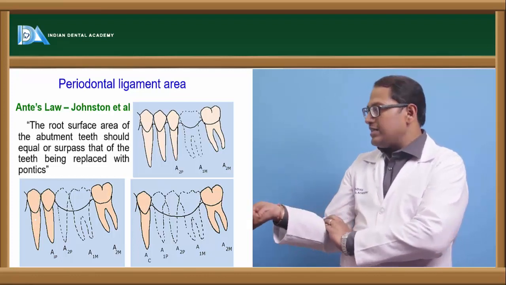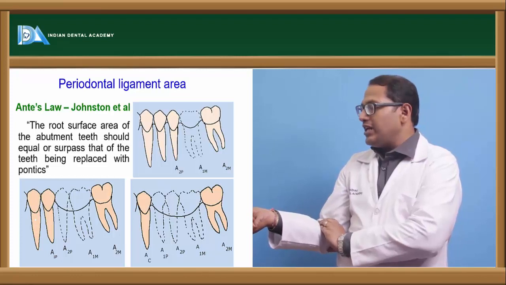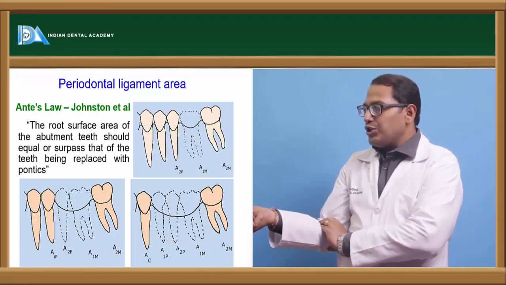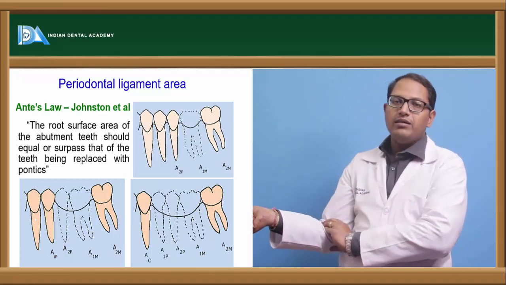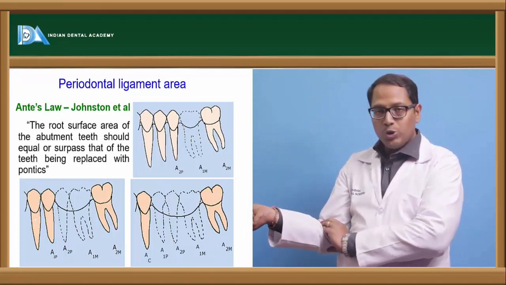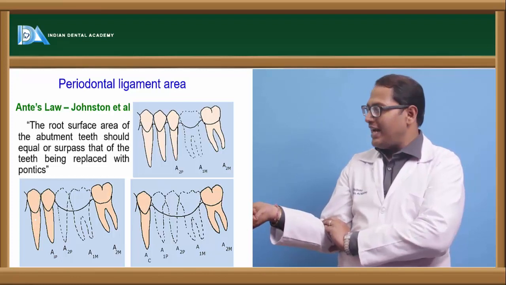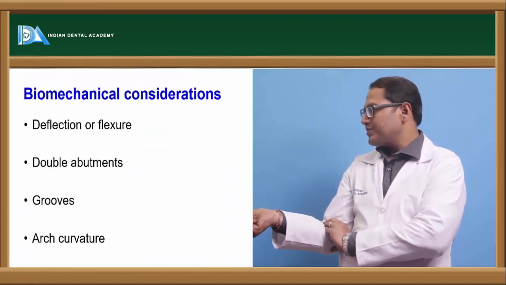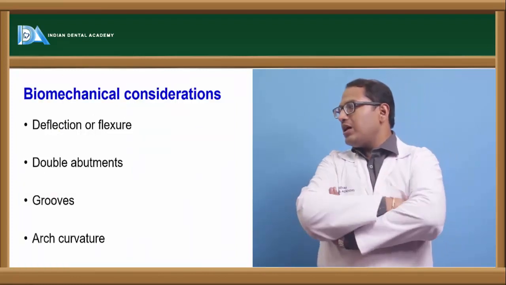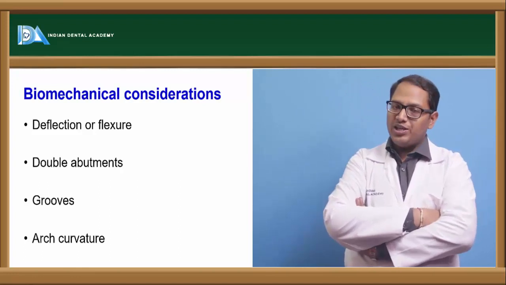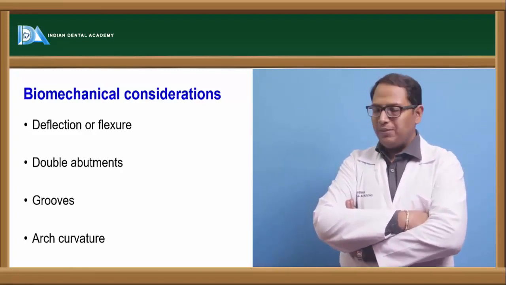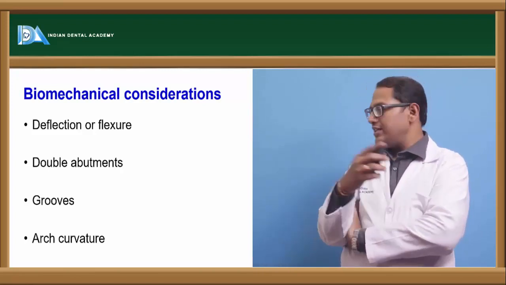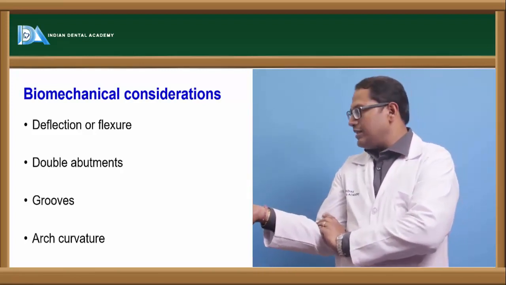So that means the pericemental area of the abutment should be equal to or more than that of the tooth to be replaced. The abutment should have more roots, more surface area than the pontic area. So coming now to the biomechanical considerations for abutment selection: deflection or flexure, double abutments, grooves and arch curvature. We will come to them one by one.